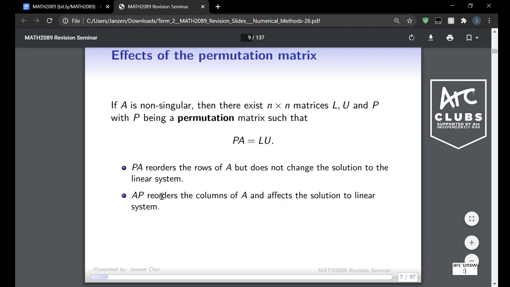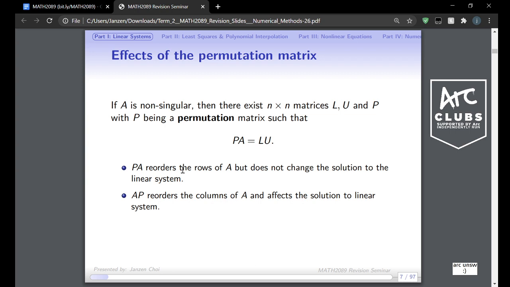So by reordering the rows, we do not change the solution of the linear system. An example of this would be row reordering with Gaussian elimination, where we want to simplify the solving process. However, if we reorder the columns, the solution will change, so be wary.